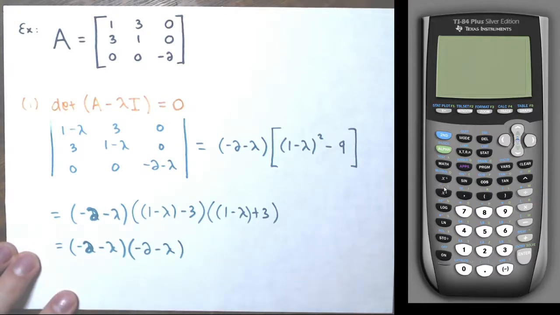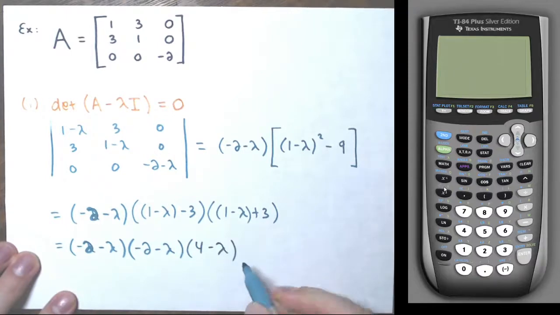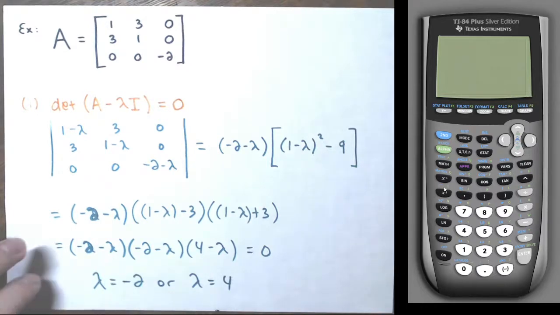Hopefully the geometric multiplicity is also 2, the dimension of its eigenspace. And then 1 minus lambda plus 3, that's 4 minus lambda. Right? 1 plus 3 minus lambda. So when's this equal to 0? Again, when lambda equals -2 or when lambda equals 4. But again, -2 is a repeated one.